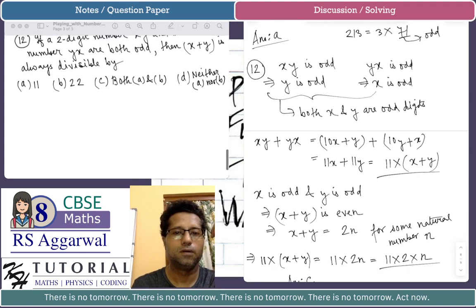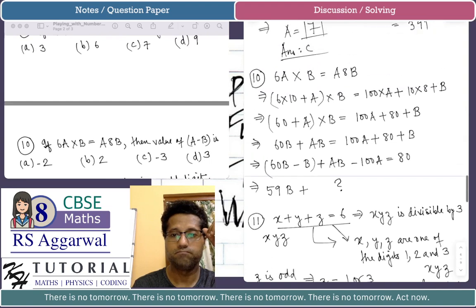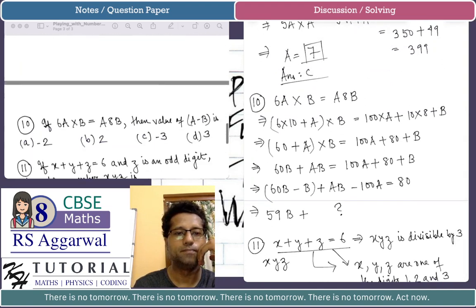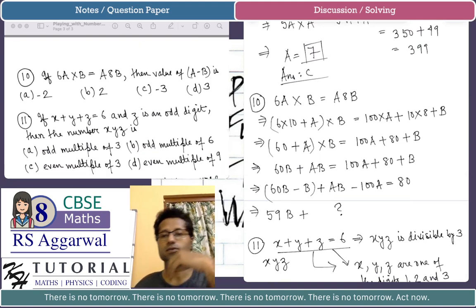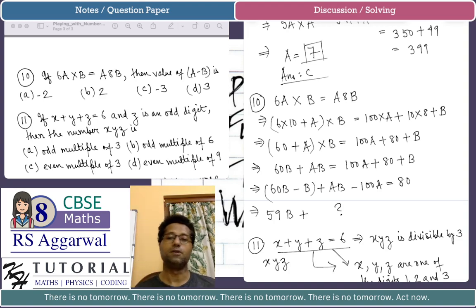Now I couldn't solve the problem number 10. Problem number 10. So it was given that 6a, that is a two-digit number 6a, where a is the digit at the units place and 6 is the digit at the tens place, multiplied by b is equal to a8b. That is, a8b is a three-digit number. From this we have to find the value of a minus b.